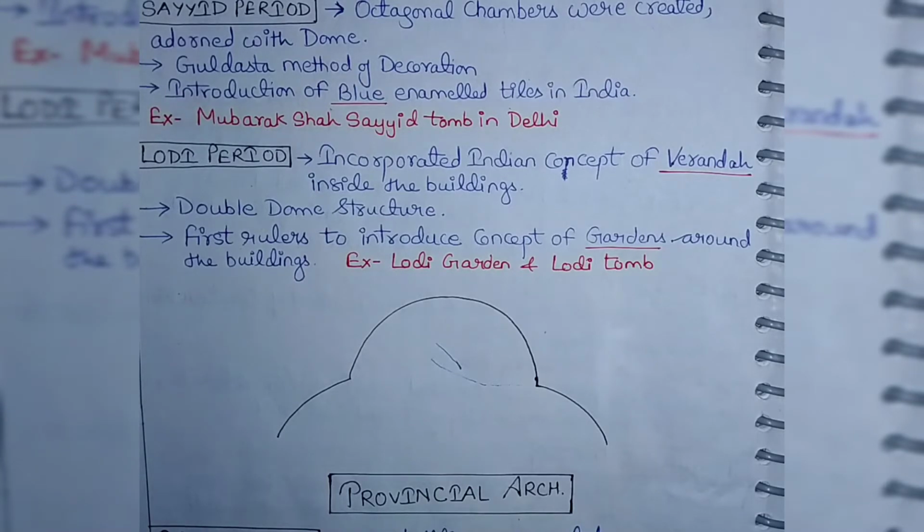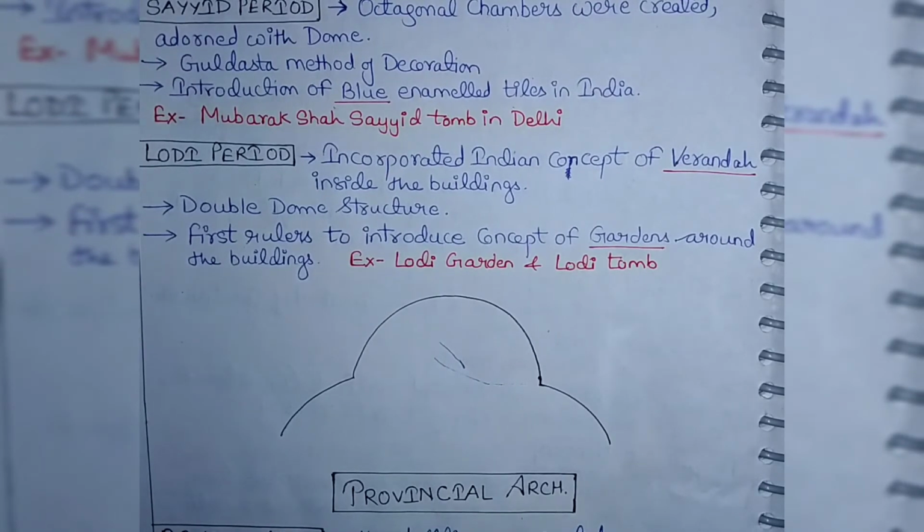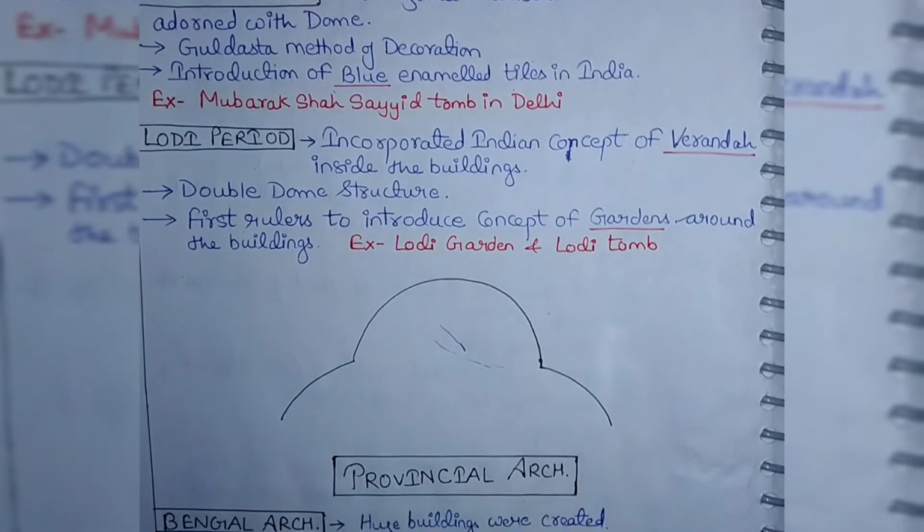Guldasta method of decoration was introduced. Introduction of blue enamel tiles in India. For the very first time, blue enamel tiles were introduced in India. An example is Mubarak Shah Sayyid Tomb in Delhi. There you can see the materials which were used.